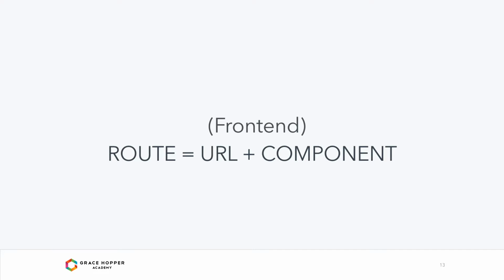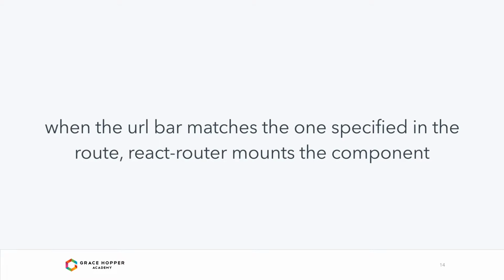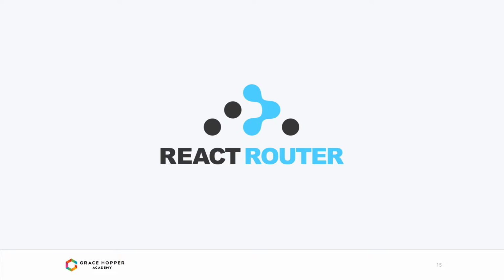So the basic principle of React Router is that when the URL bar matches the one specified in the route, so really when it matches the pattern specified in the route, React Router is going to mount that component and unmount whatever it had previously mounted. So let's look at that. Any questions so far, conceptually? Okay, let's just look at React Router.